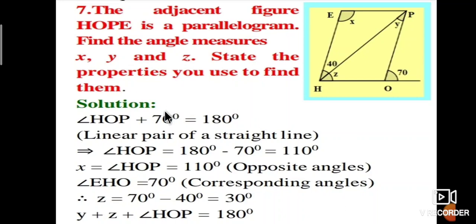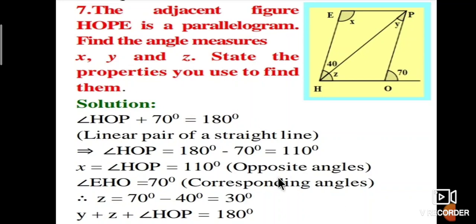Okay, first one is angle HOP plus 70 degrees is equal to 180 degrees, because a ray stands on a straight line. The sum of the two adjacent angles is 180 degrees because they form a linear pair on a straight line. Therefore, angle HOP is equal to 180 minus 70, that is equal to 110 degrees.